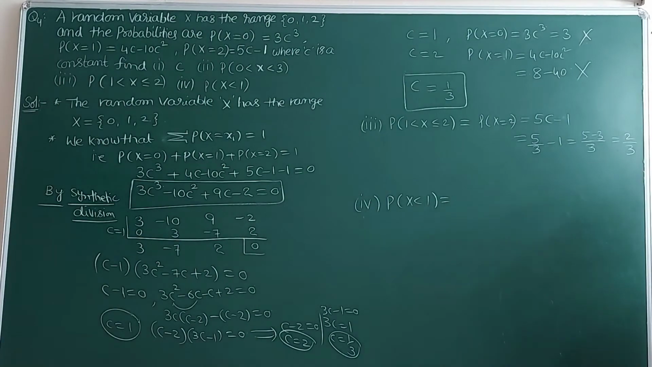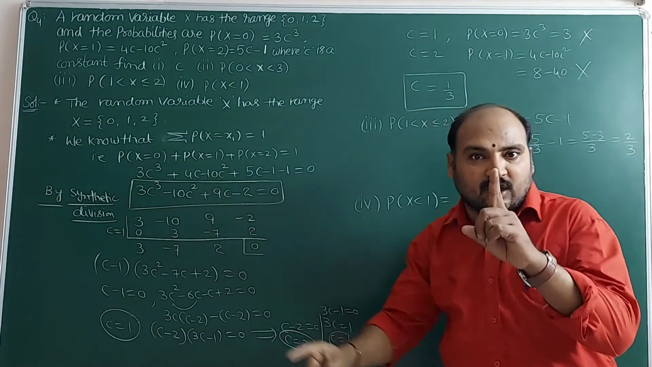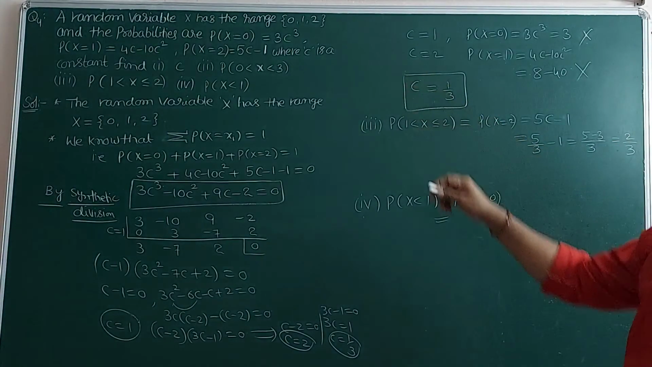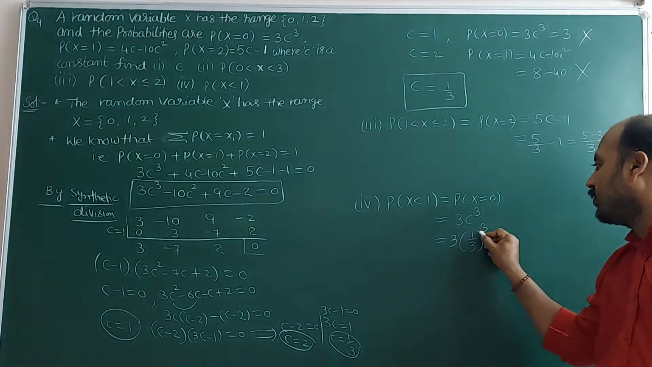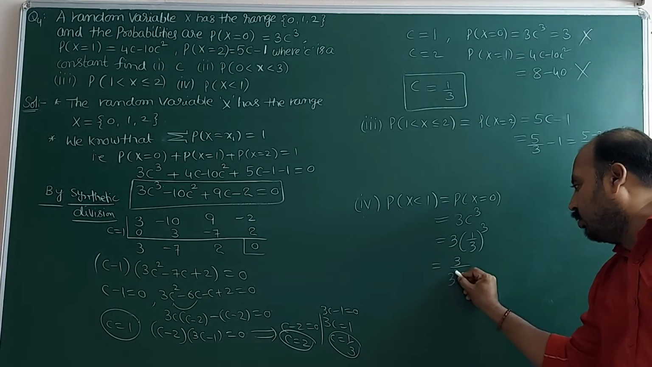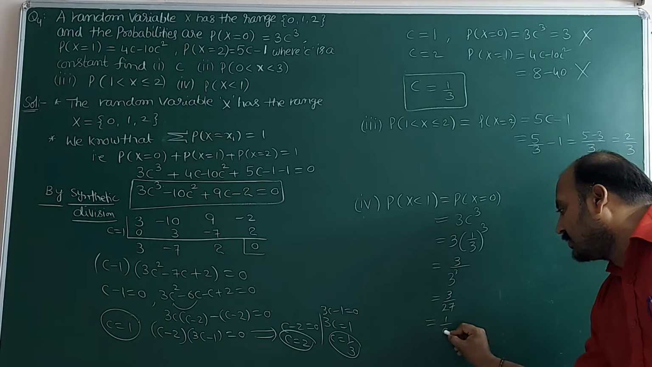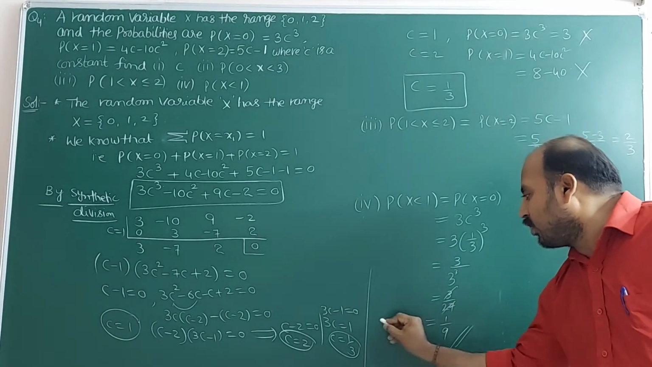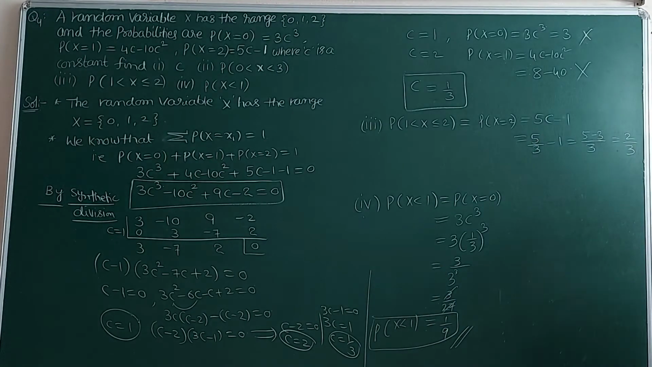P of x is less than 1. Among that range 0, 1, 2, x is less than 1 means only one value, 0. That is P of x is equal to 0. What is the value of P of x is equal to 0? 3c cube. So C value is 1 by 3. So 1 by 3 whole cube, which is equal to 3 by 3 cube. Sorry, so 3 by 27. 3 ones are 3, 3 nines are 27. So 1 by 9 is the value of P of x is less than 1. We'll move on to the next question, dear students.